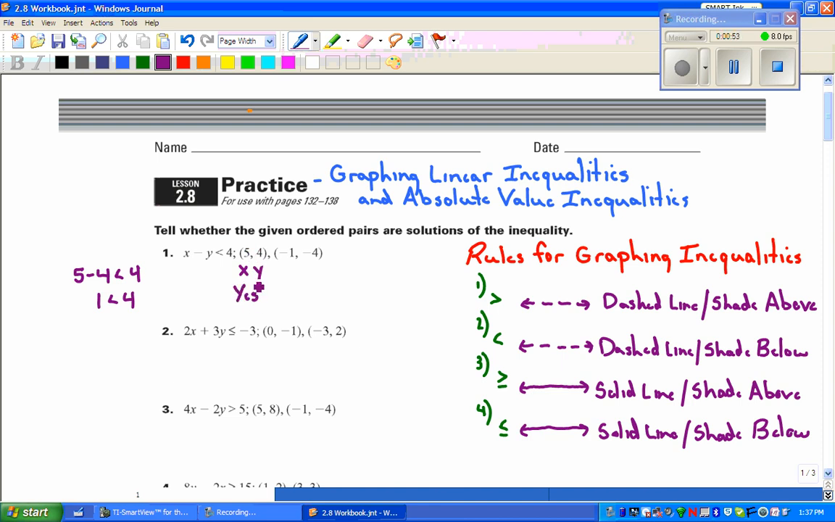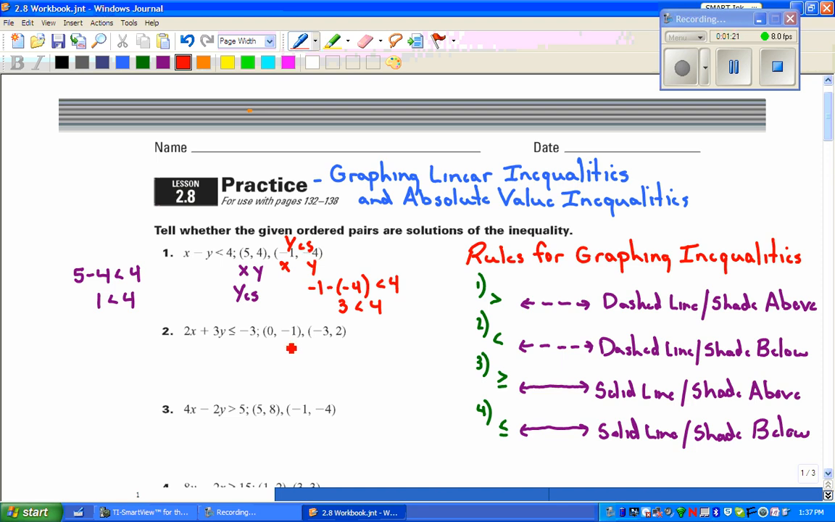Okay? Now this one, you've got your x and your y, and we're going to do the same thing. We're going to take negative 1, minus negative 4, and we're going to hope that that is less than 4. So you've got negative 1 plus 4, which is going to give you 3, is less than 4. So we know that this one is also a solution to the inequality.